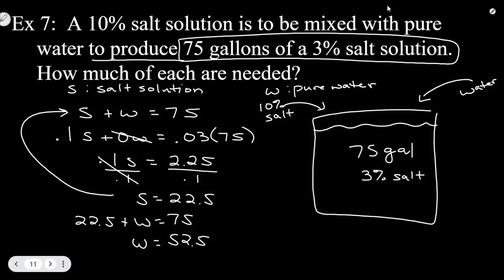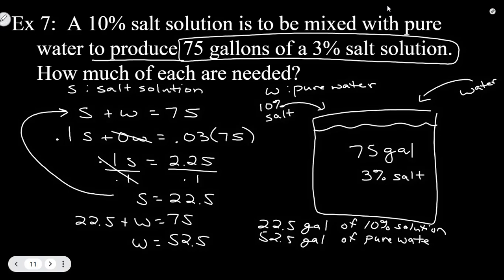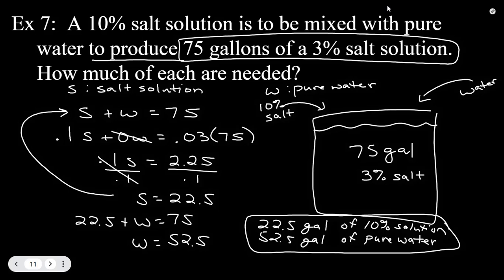Okay, so again, to answer the question, how much salt solution were we using? We're using 22.5 gallons of the 10% salt solution. And then we're using 52.5 gallons of pure water. And they have to put that pure water in there because then you know it's 0% salt.